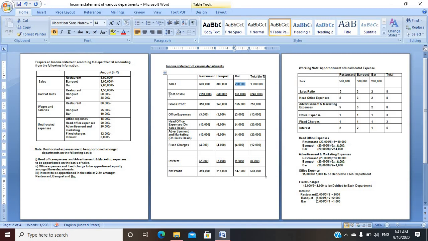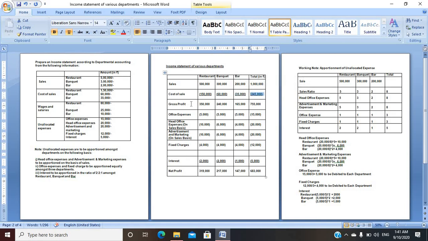Next we will less the cost of sale. Cost of sale is divided here: 1,50,000 restaurant, 60,000 banquet, 35,000 bar. So I will mention it in brackets because it should be less. So 1,50,000, 60,000, and 35,000. So all should be less. Firstly, I just total it: 1,50,000 plus 60,000 plus 35,000 gives me the total 2,45,000, right?